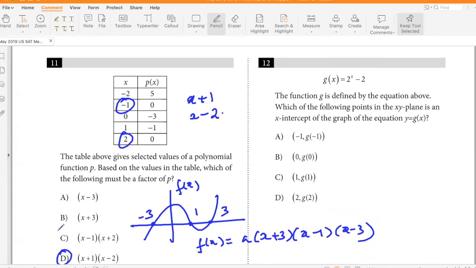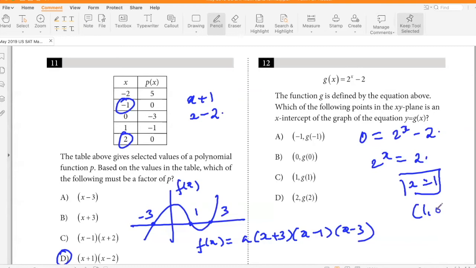The function g is defined by the equation above. Which of the following points in the xy plane is an x-intercept of the graph of the equation y equal to g(x)? Okay, so for x-intercept, g(x) should be 0. So 0 is 2 to the power x minus 2. So 2 to the power x is 2. So x is 1. So the x-intercept would be (1, 0), which they have written as (1, g(1)), because the value of the function at x equal to 1 is 0. So C.